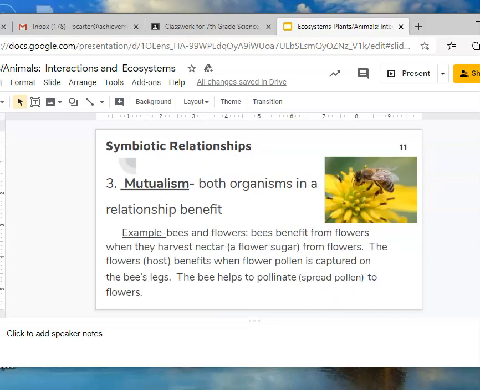Another sort of symbiotic relationship is mutualism. Both organisms in a relationship benefit. Here's an example: bees and flowers. Bees benefit from flowers when they harvest nectar, which is a flower sugar from flowers, and the flowers, the host, benefit when the flower pollen is captured on the bee's legs. The bee helps to pollinate, or spread pollen to, the flowers.